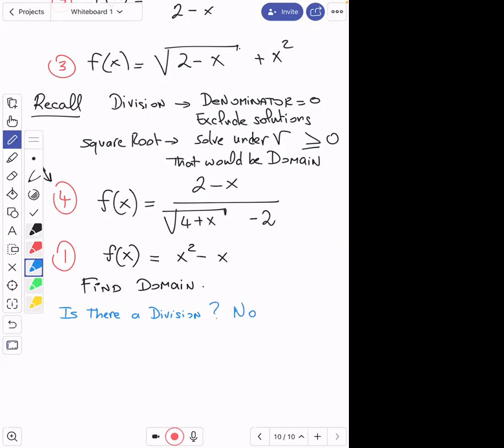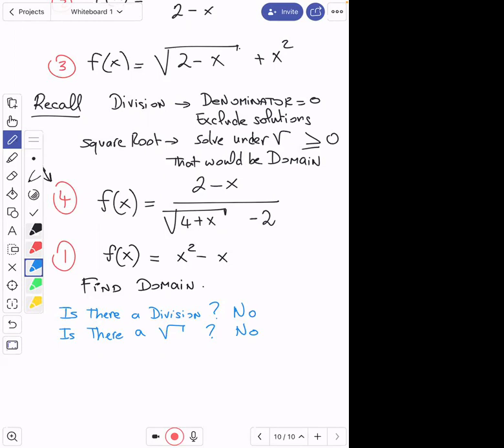Okay, good, that's good news. Now, the second question, of course, is: is there a square root? And the answer is no. There's a power, there's a square. It's not a square root. So there's actually nothing to do here. There's no division, so I don't have to solve denominator equal to 0. There's no square root, so I don't have to solve some inequality. So my input x can be any real number.